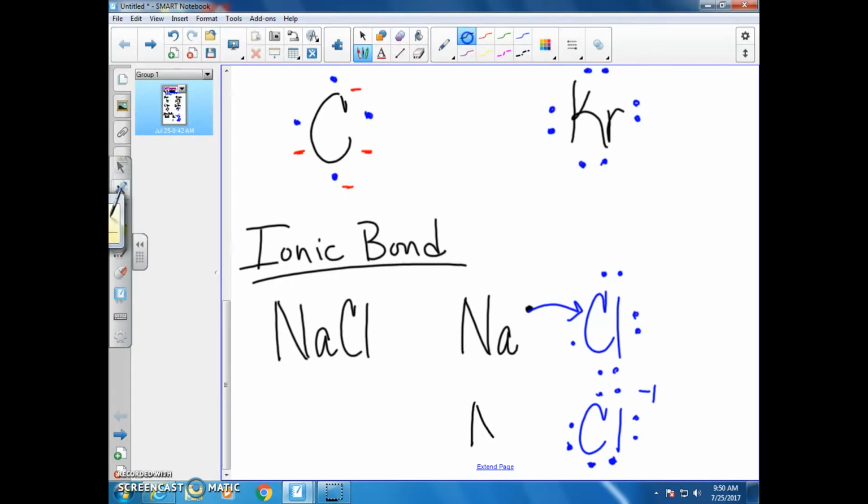Sodium, because it gave away its electron, has nothing out here to show, and so it has a charge of +1. This is where your ionic comes from: your two ions, positive and negative. And so that positive-negative attraction is what holds them together.